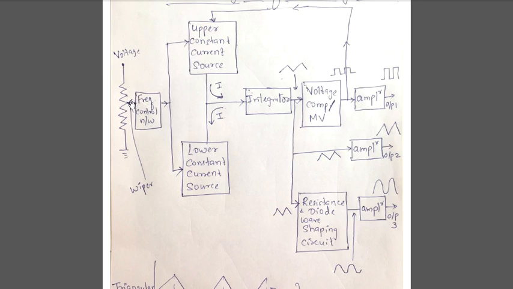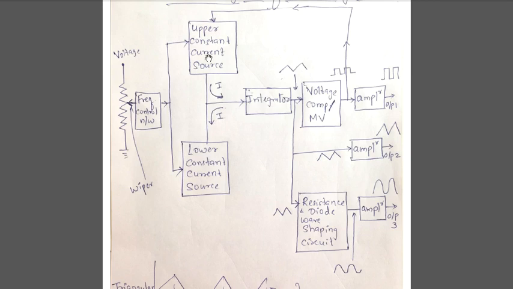Depending on the position of the wiper, some voltage is set at the wiper, and that voltage will then go to the upper as well as the lower constant current source. Because it's present at the top, this is called the upper constant current source, and because this is present at the lower side, it's called the lower constant current source. Now, the upper constant current source gives some current to the next block, whereas the lower constant current source gives opposite current to the next block.